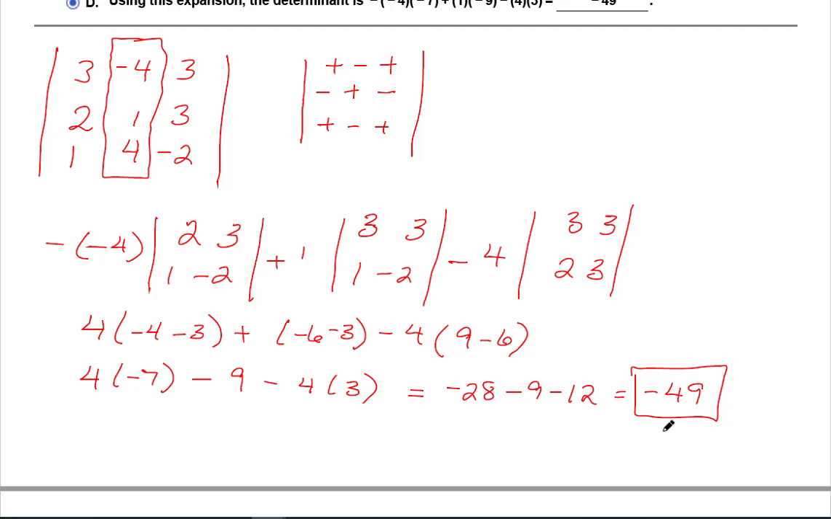So however you expand doesn't matter. It can be the first row, second row, third row, or whatever column. The idea is you're going to pick whichever row or column makes the calculations easier, easier in the sense you've got more ones or zeros.